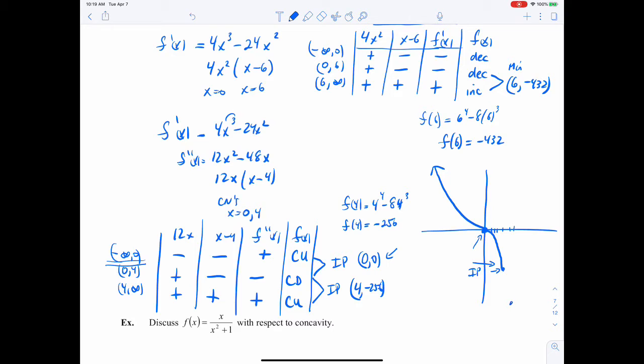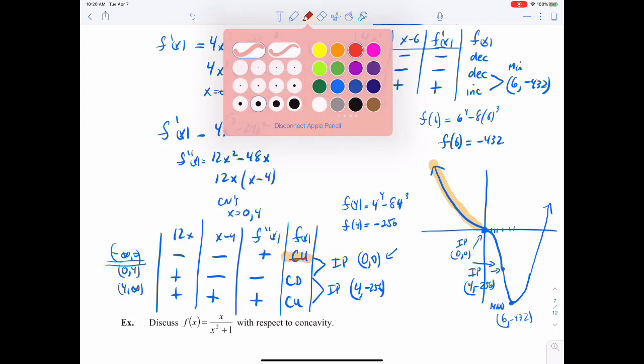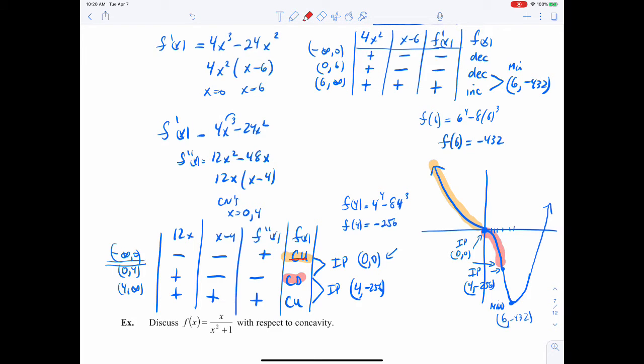But at 6 and negative 432, we have that minimum. So it's going to go down here, and it's going to stay concave up, and then it's just going to continue on forever. Okay, so what we have here is a minimum value at 6 and negative 432. We have an inflection point at 4 and negative 256. We have an inflection point at 0 and 0. We have it concave up from here to here. We have it concave down from here to here. And then we have it concave up from here to the end.